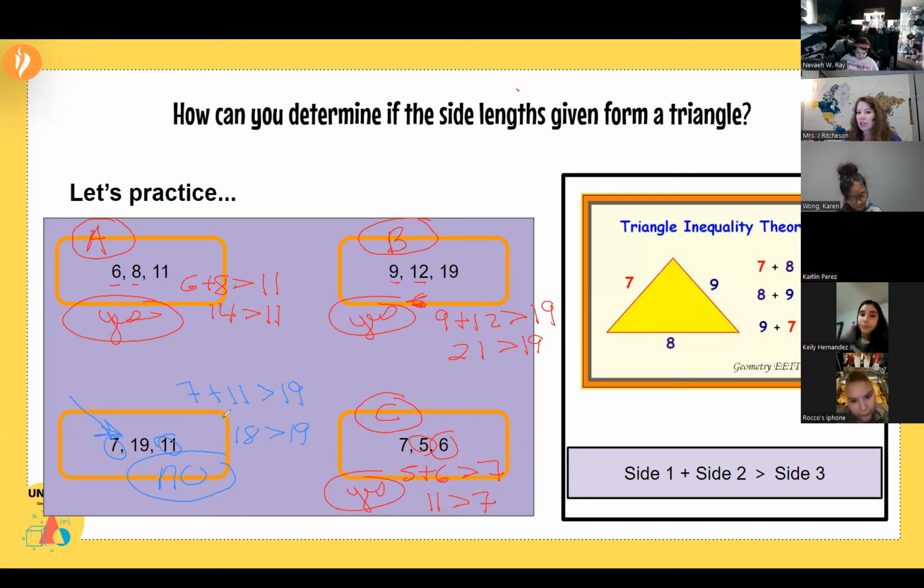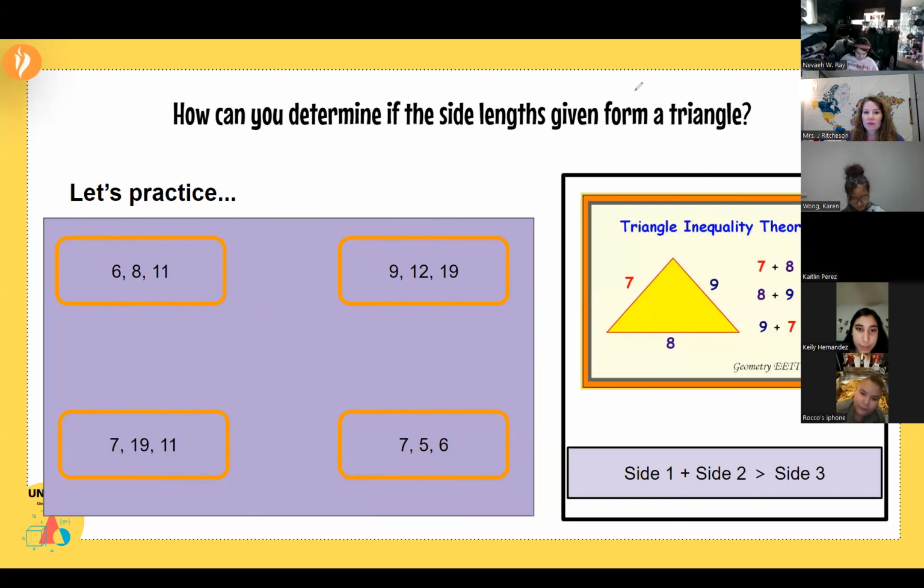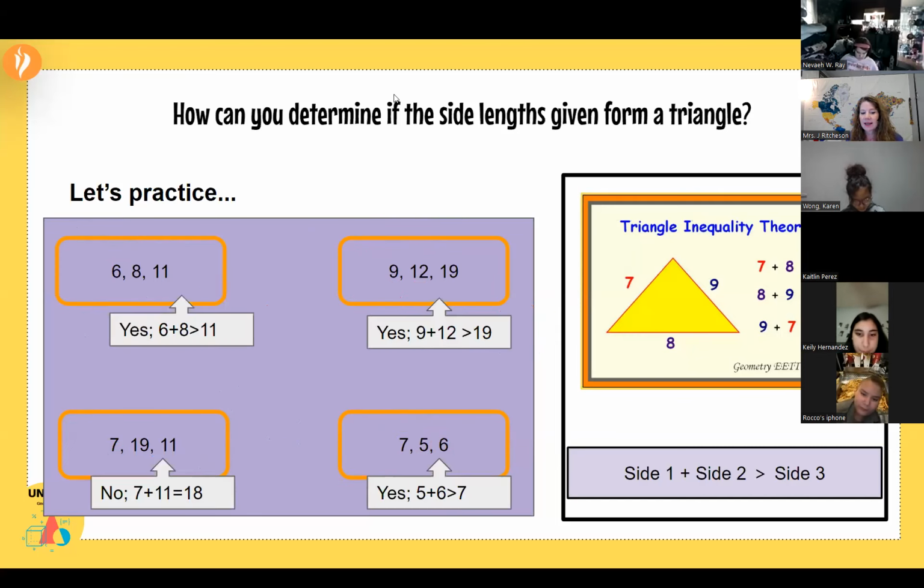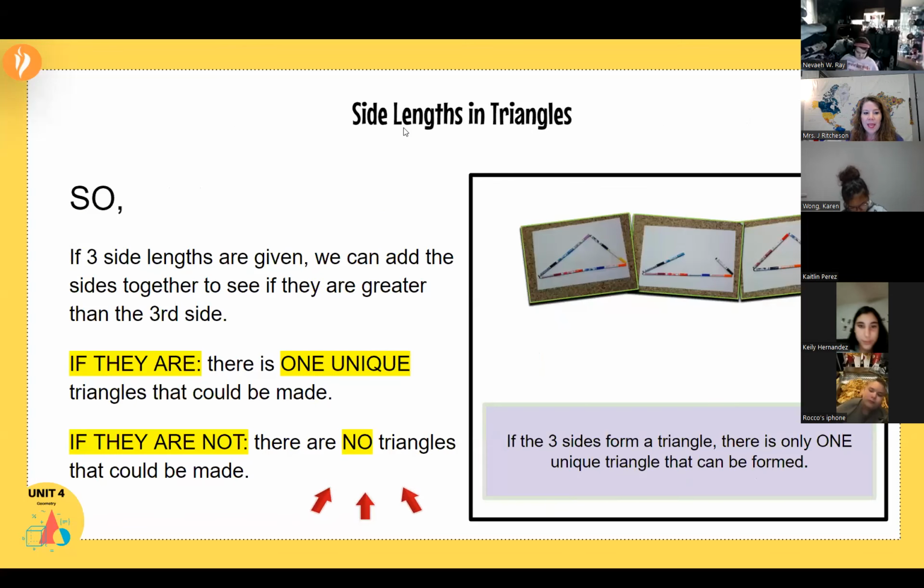All right, what questions do you have? Is anyone confused? I don't understand what you're doing, Ms. Richardson. Okay, no one's saying no, so no one's confused. Okay, so that's the way you tell if you can form a triangle. And like I said, this is being recorded. So if you need to go back and watch it, please do so. And remember, there's videos embedded.